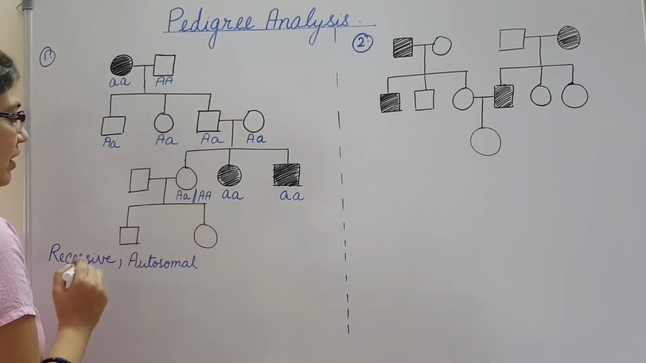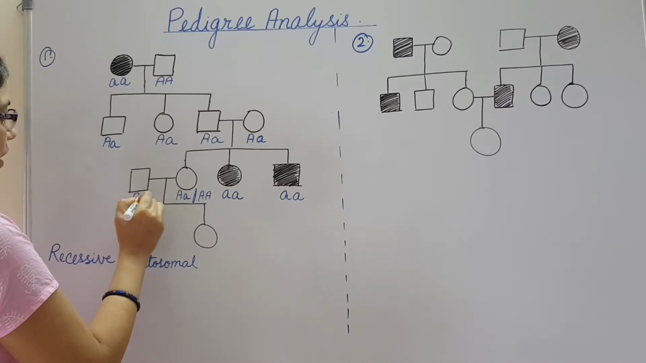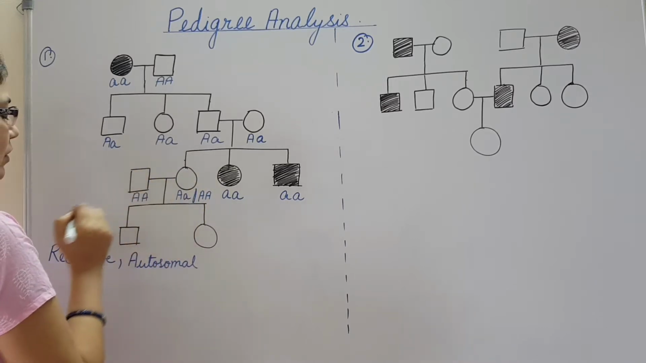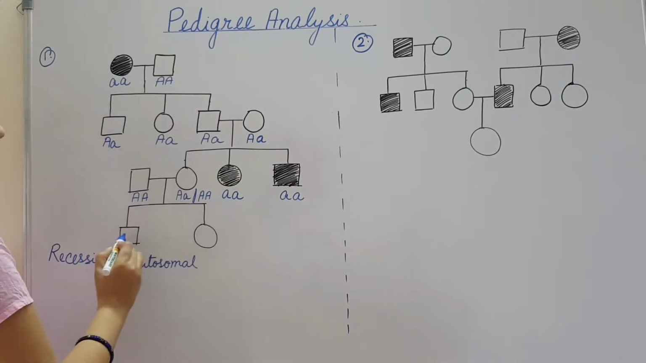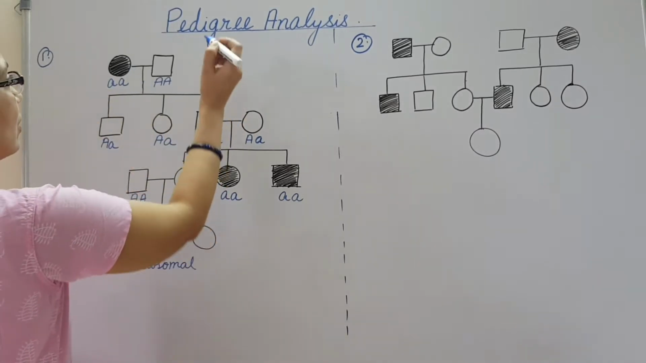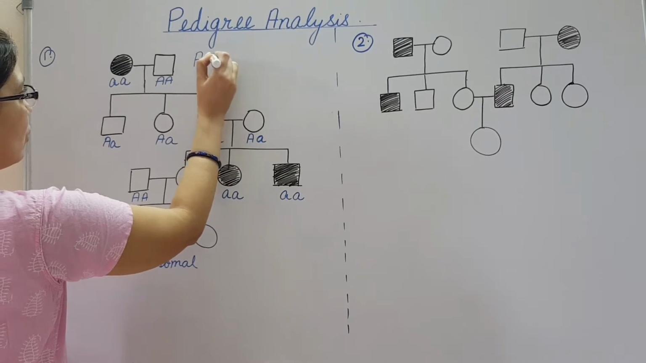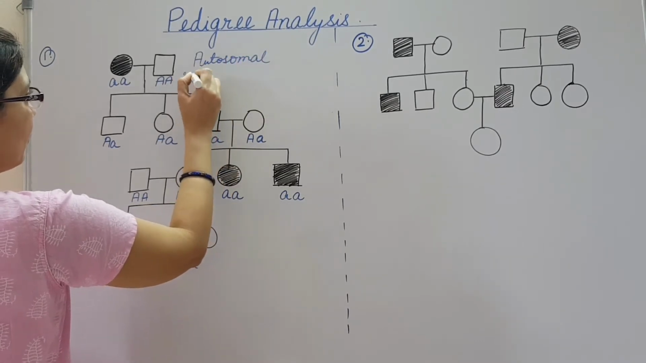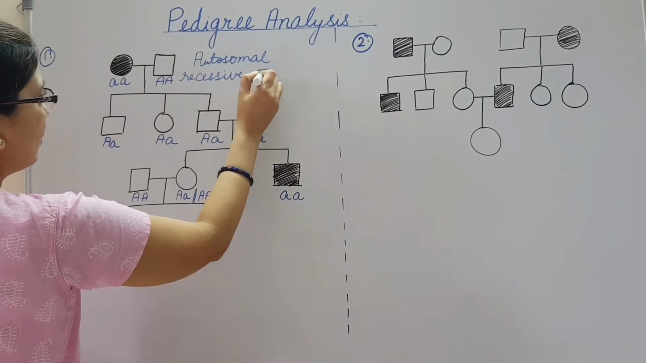These two individuals are unaffected. It means the male with which this female mates is homozygous for the dominant allele, and hence these offsprings will be unaffected. So this shows autosomal recessive inheritance.